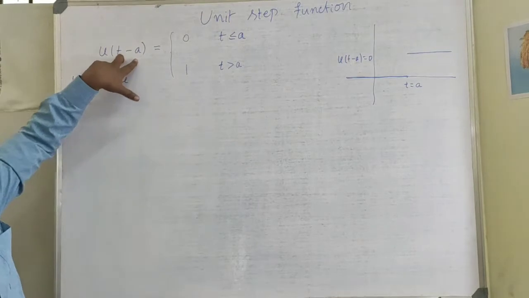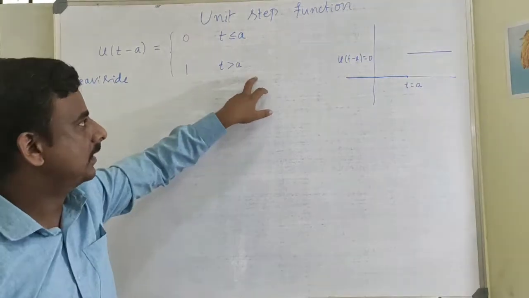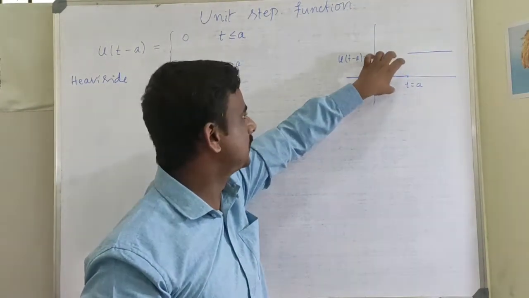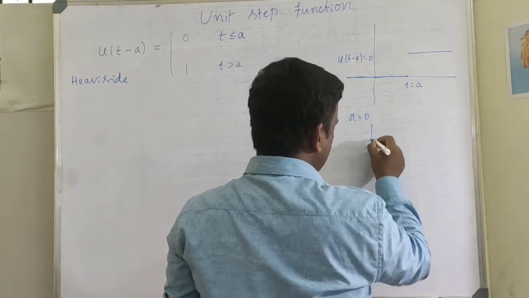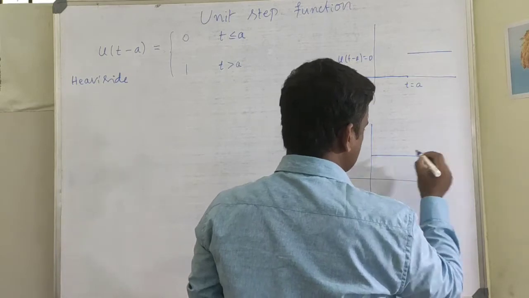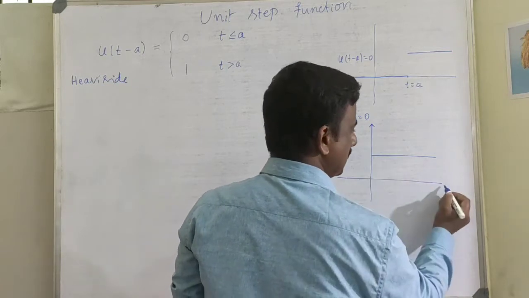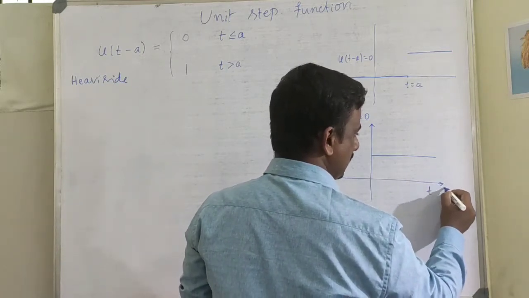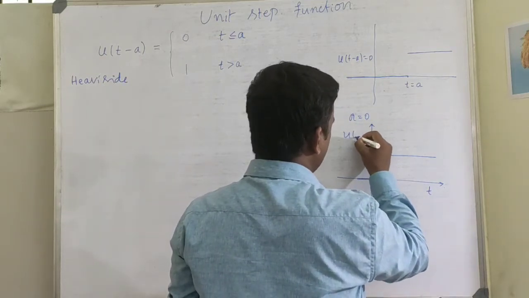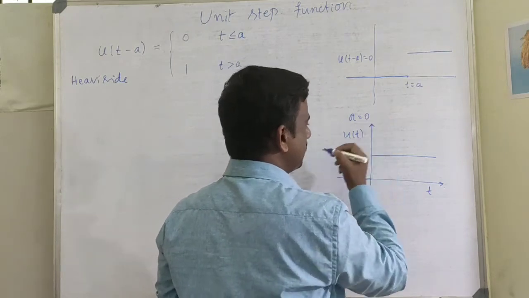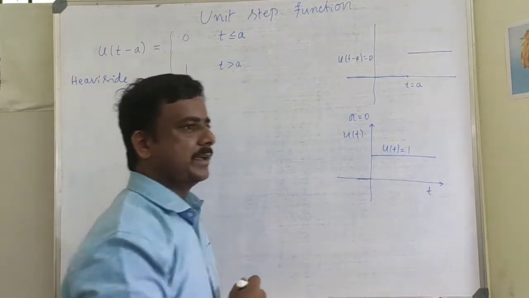or t minus a less than or equal to 0, and it will be equal to 1 if t is greater than a. If you sketch the graph of unit step function, that looks like this. If you take a equal to 0, then it takes the form like this. The function will be 0 for negative values of the independent variable, here the t axis, and since I have taken a equal to 0, this will be u of t. So here u of t is 1.